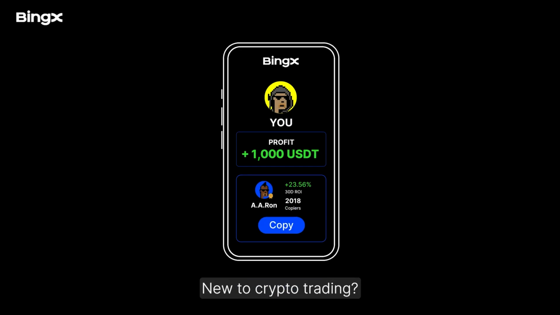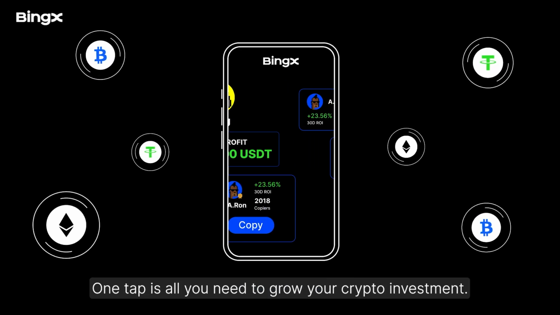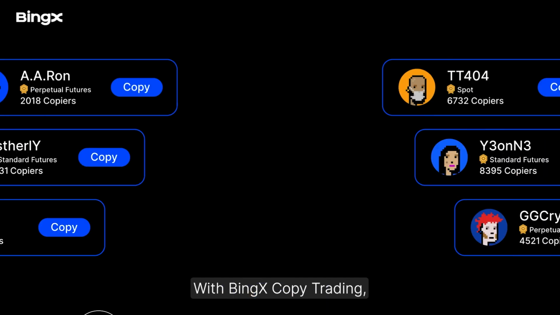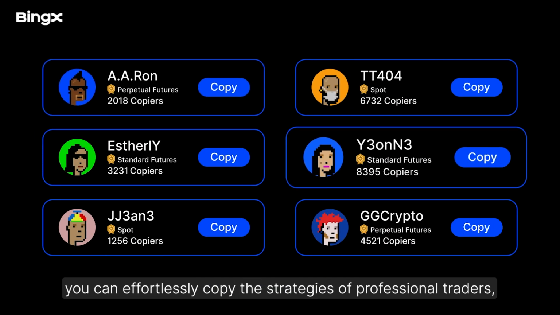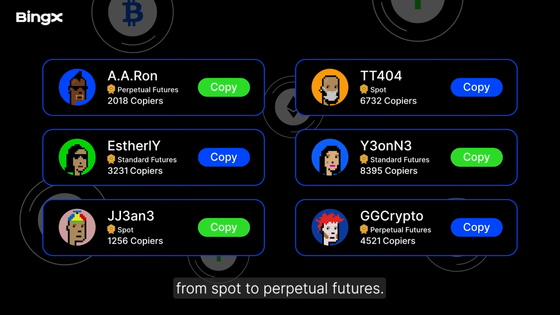to crypto trading? One tap is all you need to grow your crypto investment. With BingX copy trading, you can effortlessly copy the strategies of professional traders, from spot to perpetual futures.